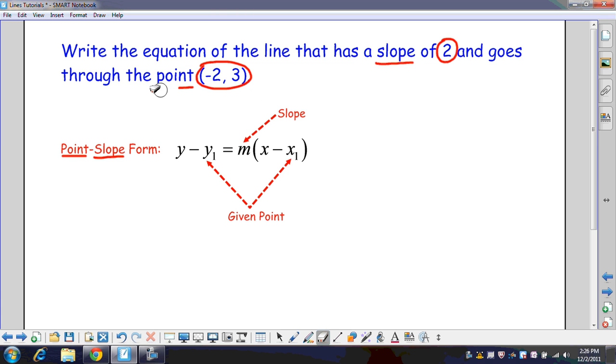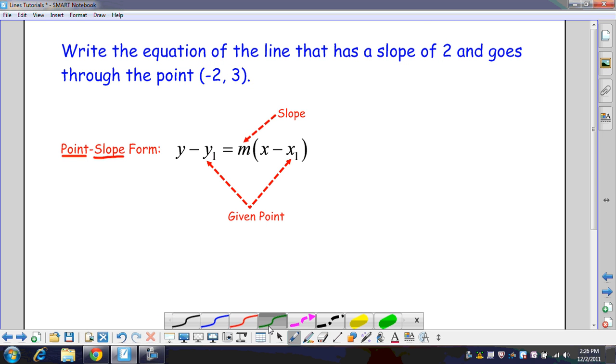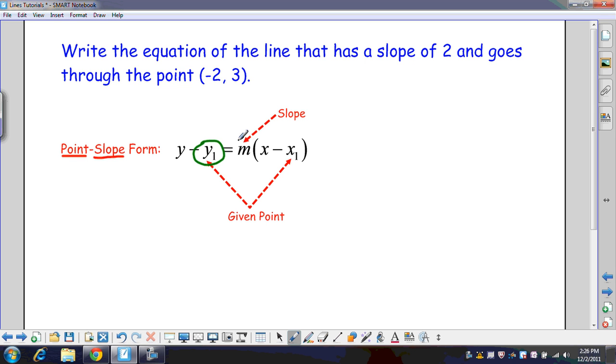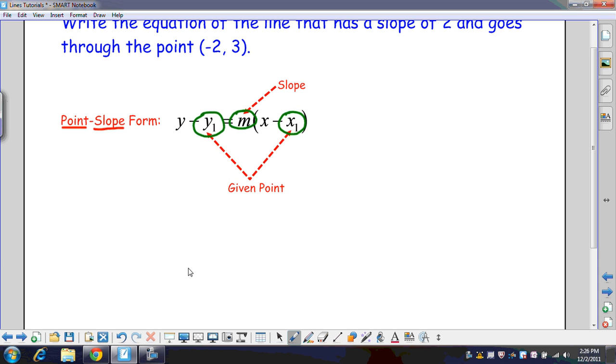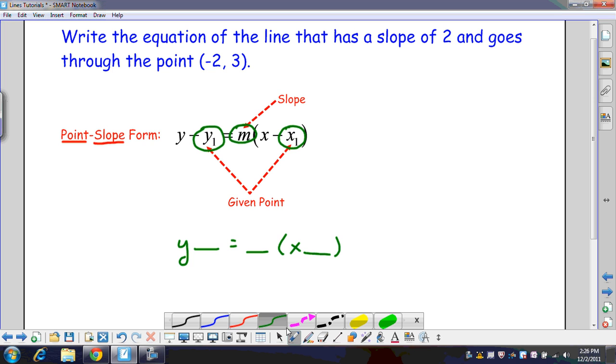So what I want to do is get this set up to insert the values that I know. What I mean by that is I'm going to put in three pieces of information: the y1, the m, and the x1. What I like to see students do is give me a blank next to the y, give me a blank right in front of the parentheses, and then give me a blank after the x.